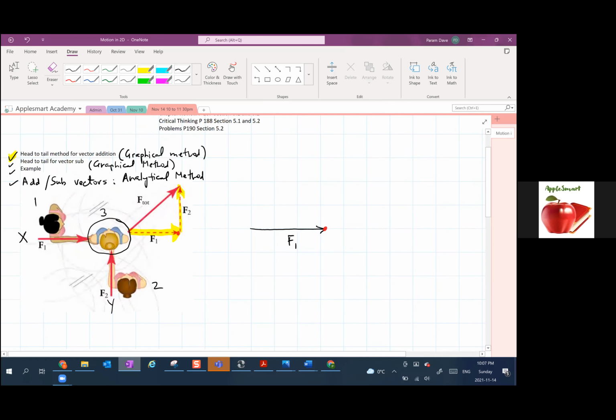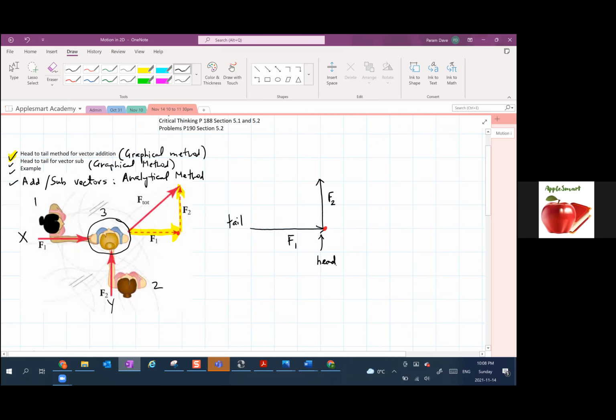So the second push by friend 2 is going upwards like that. And so this is how you draw the two arrows. Now this part of the vector is called the tail, and where you put the arrow is called the head of the vector.